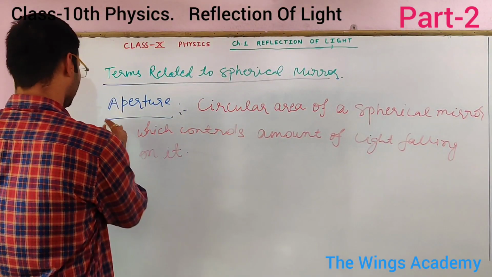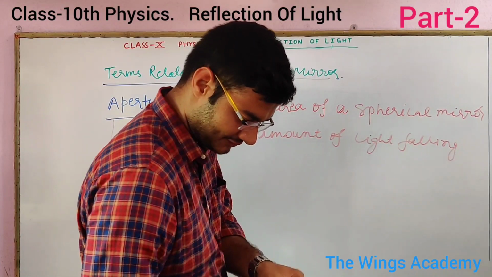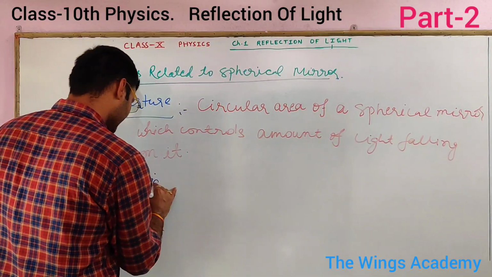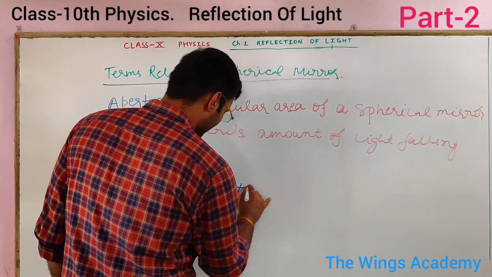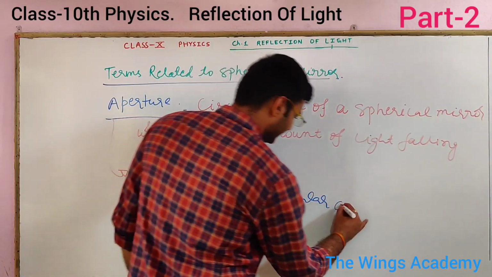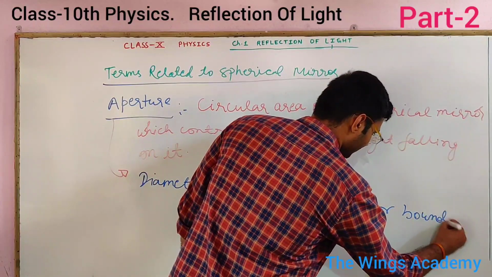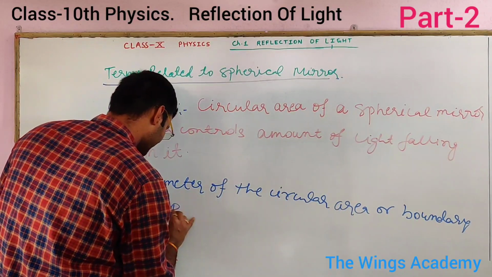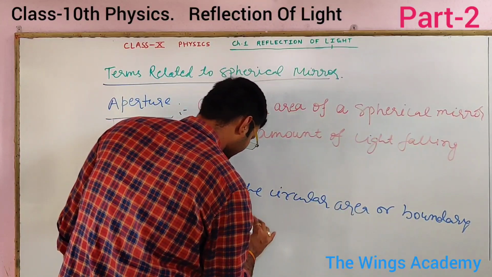Aperture is denoted or specified by the diameter of the circular area or boundary of the spherical mirror.